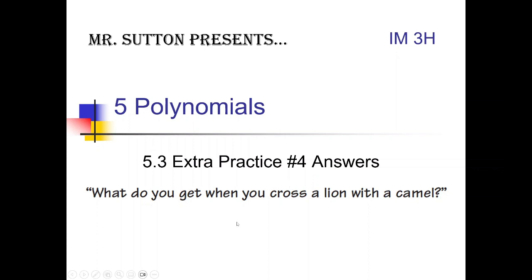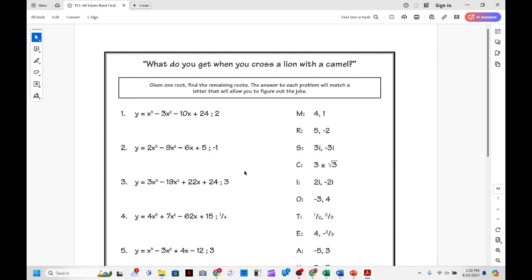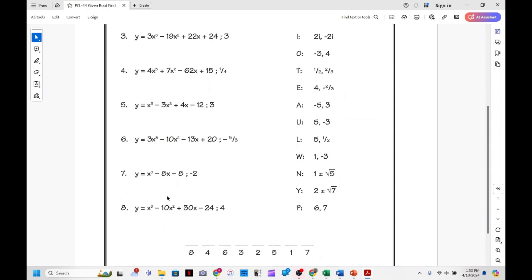For this one, there's a puzzle. Let's check that out. For this puzzle, we're trying to figure out what you get when you cross a lion with a camel. We've got all these polynomials down here. There's a total of 8. And for each of these, they've given you one of the answers.